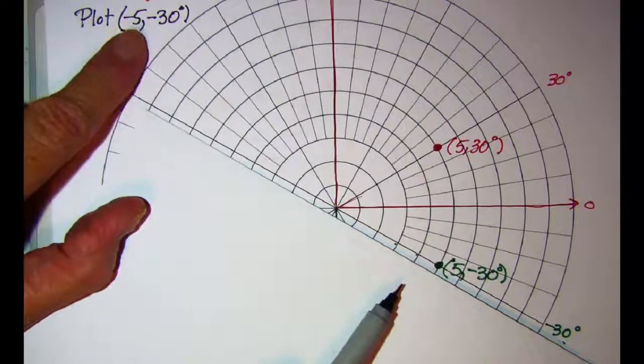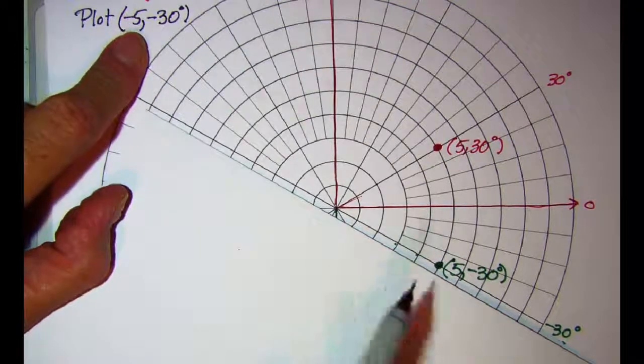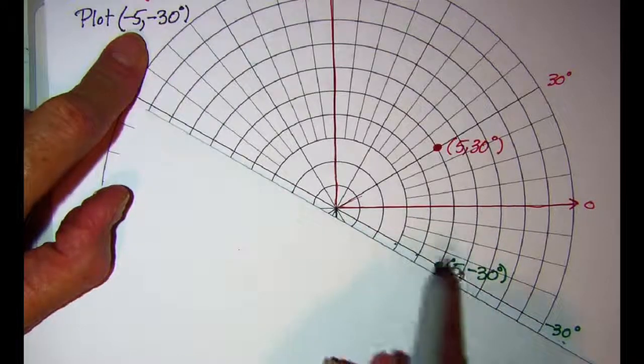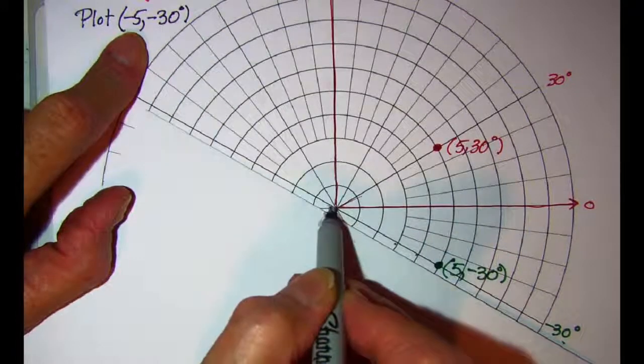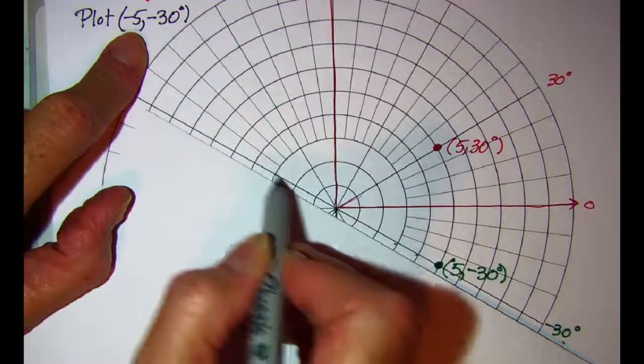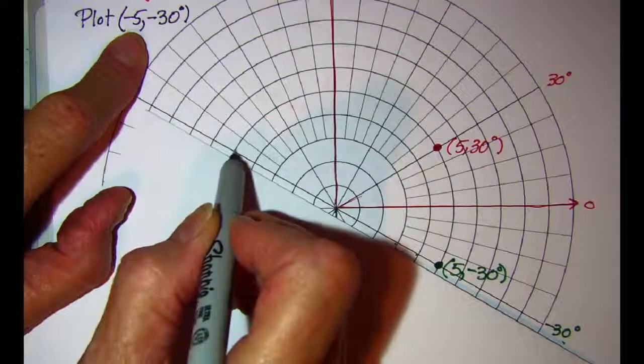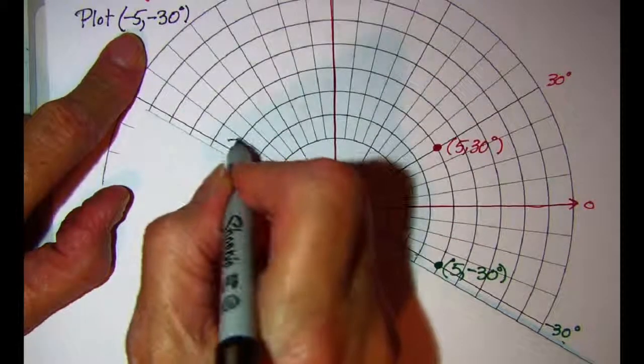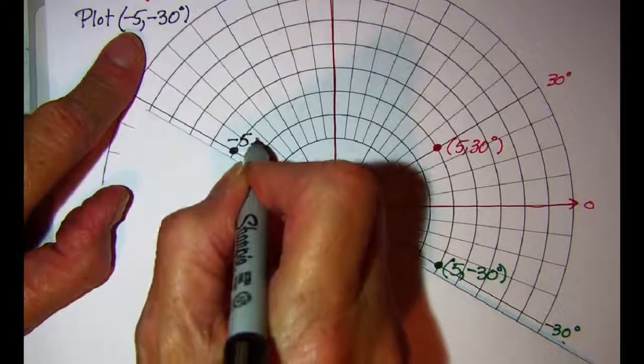All right, and then a negative 5 means that instead of going out this direction 5 units, I'm going to go backwards. So 1, 2, 3, 4, 5. This point right here is going to be (negative 5, negative 30).